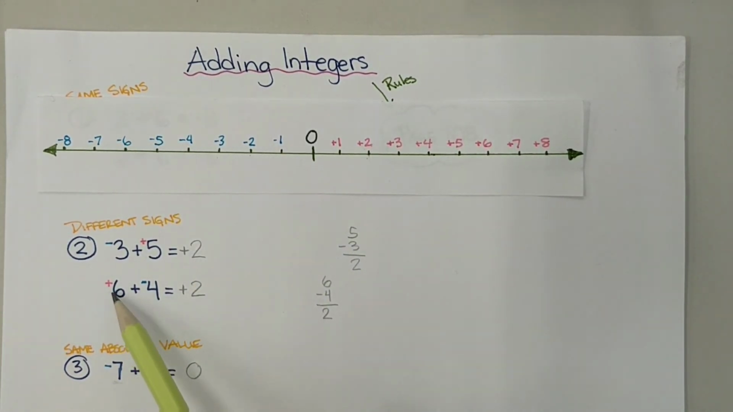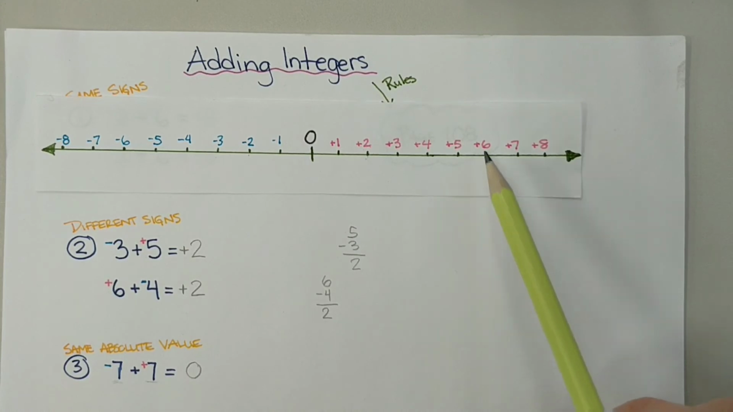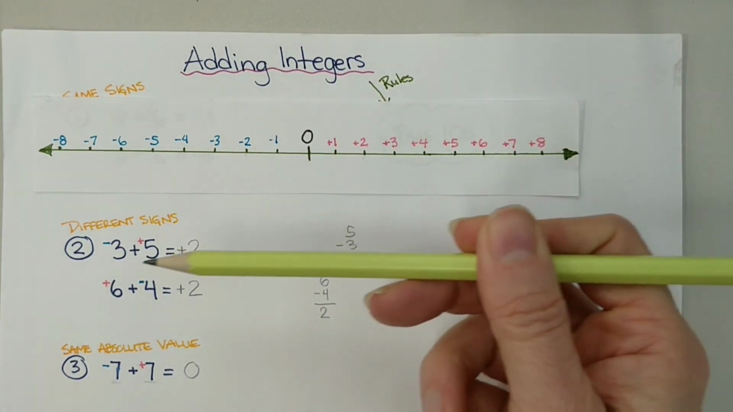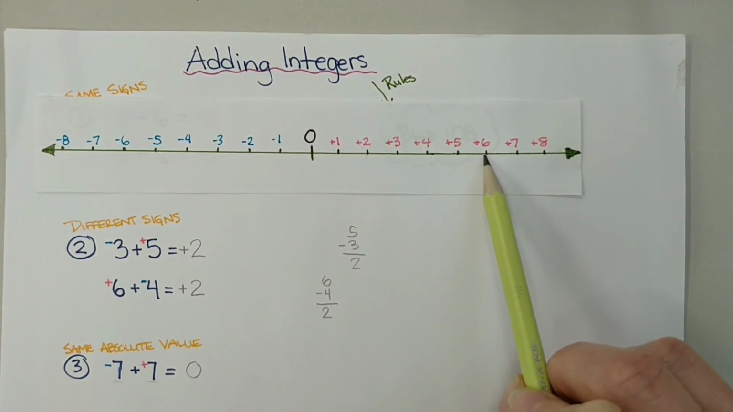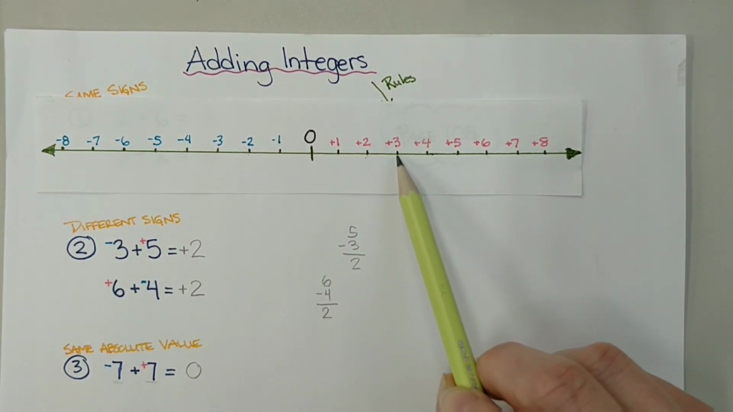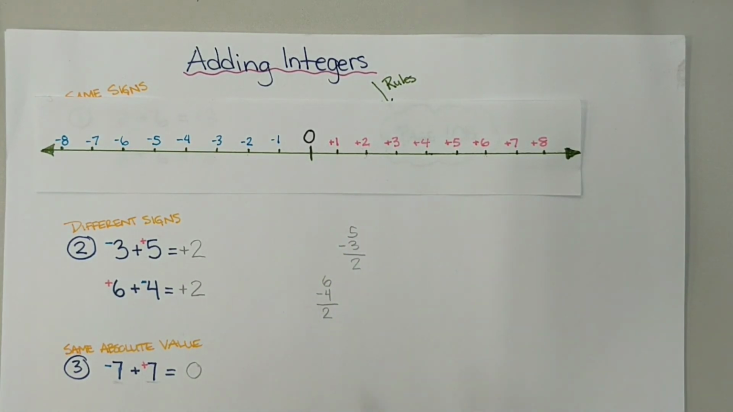For our second example, we start at positive 6, so we find our positive 6, and we're adding negative 4. That means we're going to be moving in the cold direction on our number line. So we're adding negative 4. We start at positive 6, we go 1, 2, 3, 4, which brings us to positive 2. Same answer we got using the rules.